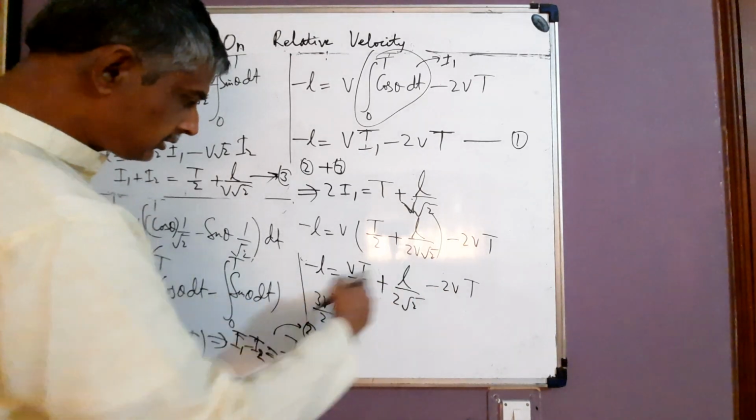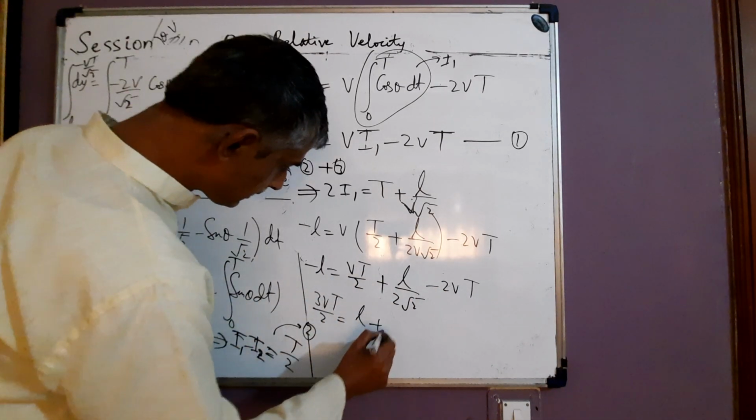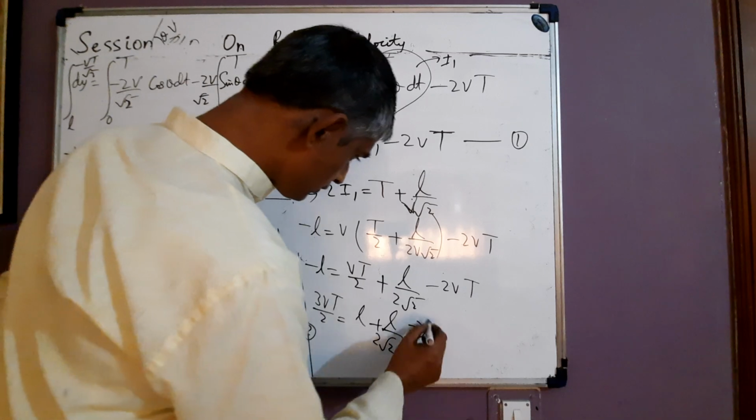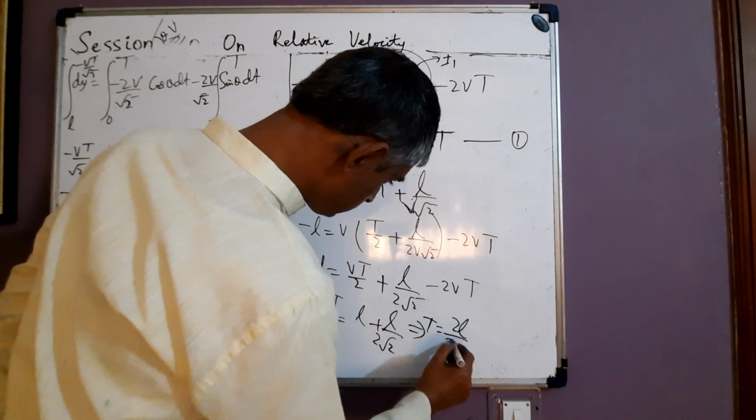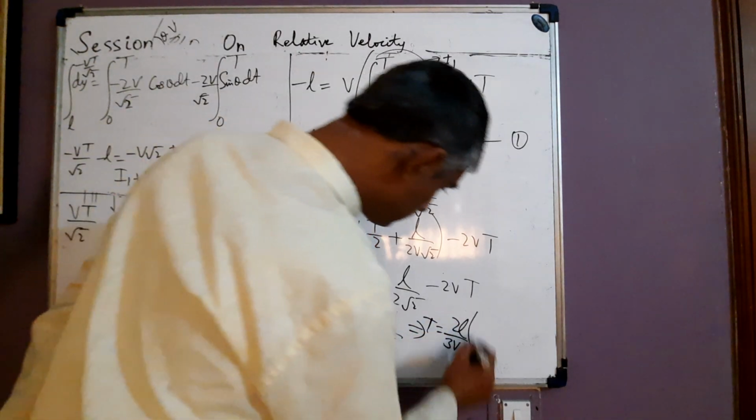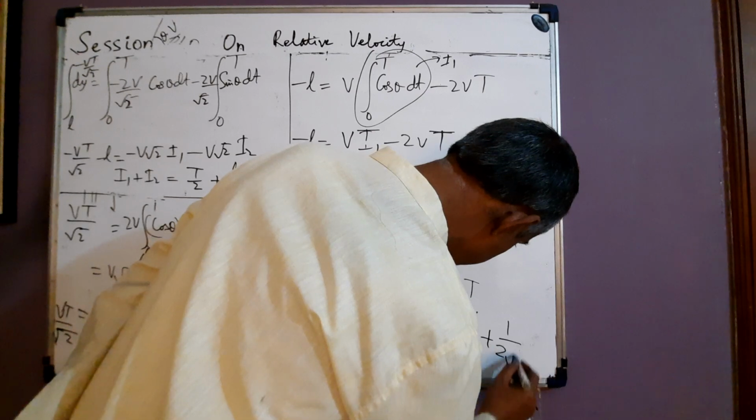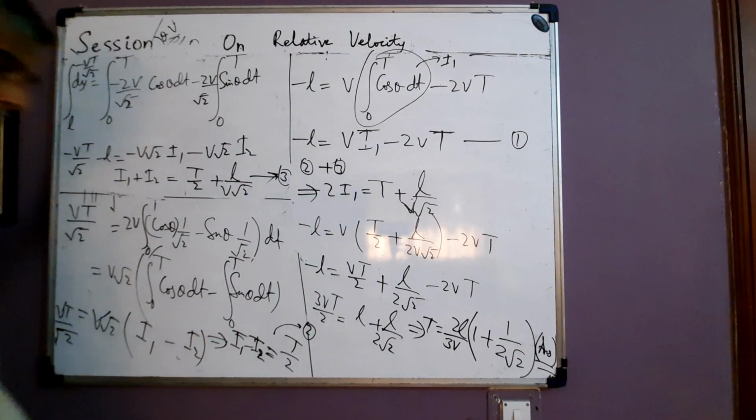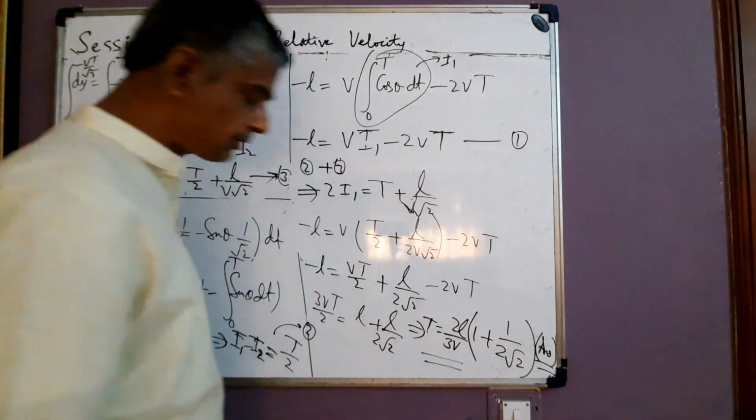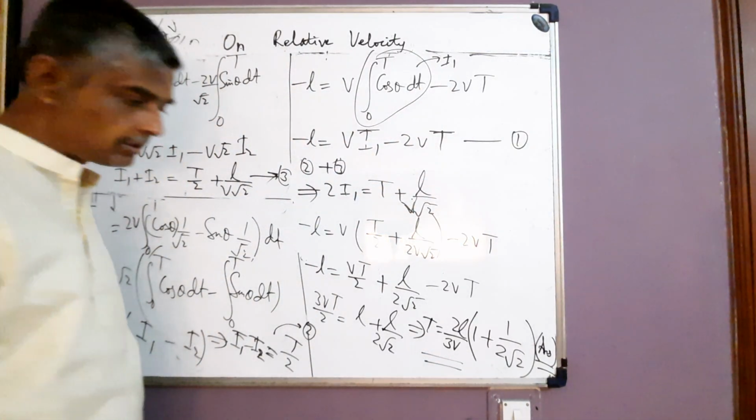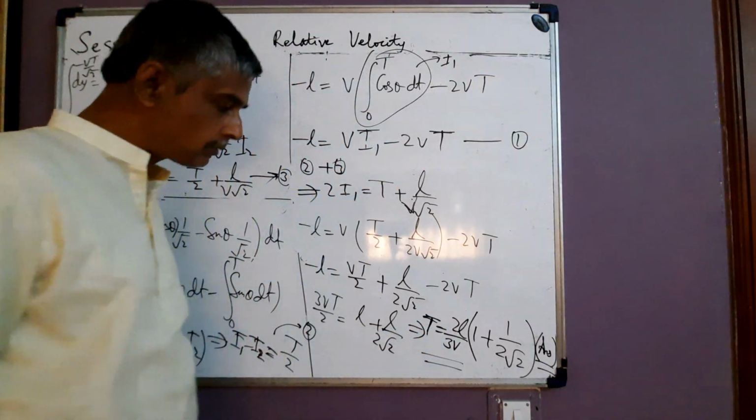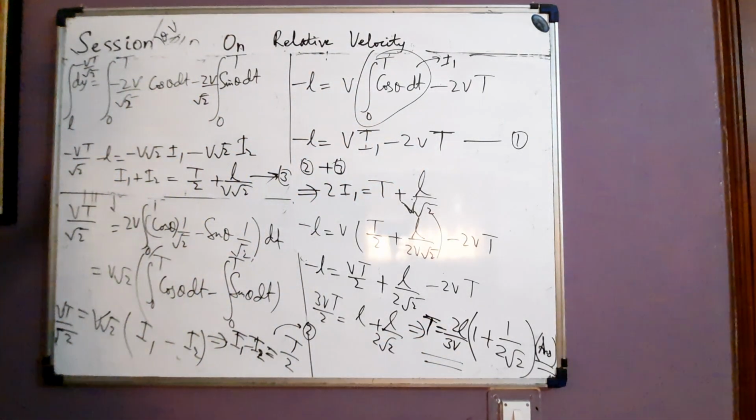So it becomes 3 Vt by 2 equal to L plus L by 2 root 2. So T becomes 2L by 3V, 1 plus 1 by 2 root 2, is the required answer. Fine. So this is the required time. After this much time, the two points will meet each other. 2L by 3V, 1 plus 1 by 2 root 2 is the required answer. Alright.